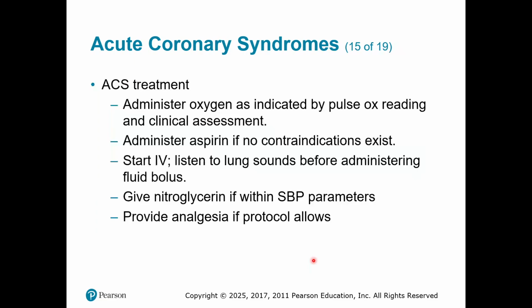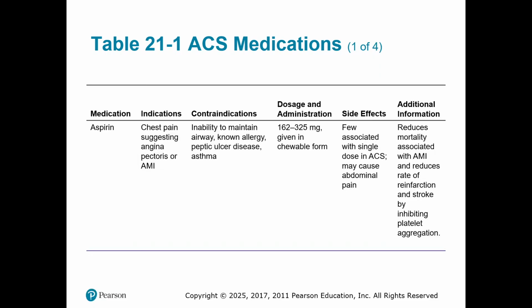You can provide analgesics if protocols allow, right? I don't think our protocol allows giving Toradol for a patient with chest pain that's cardiac related. But anyway, like I said, when they did the studies, they did 162. But somebody thought, well, if 162 works, maybe 324, 325 will work. But either way.